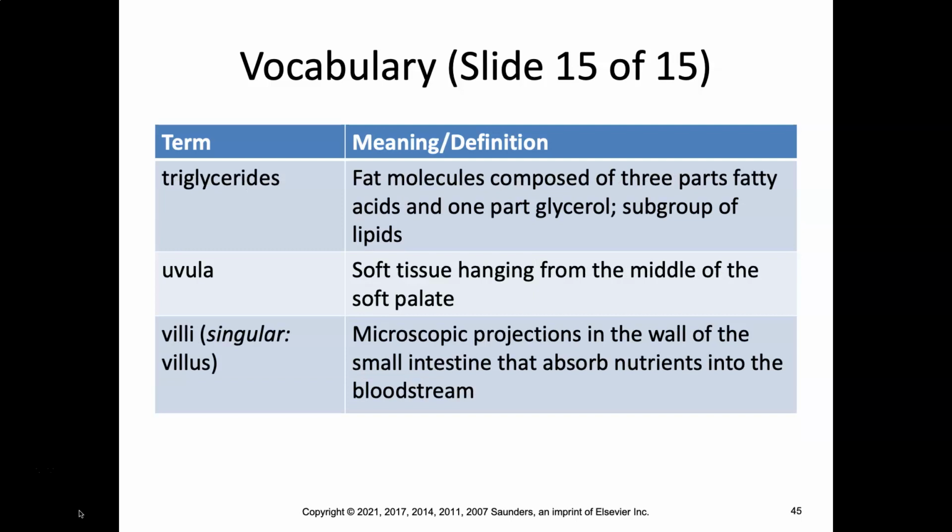We'll talk more about triglycerides when we get to the cardiology chapter, but it's a good idea for you to know what they are. Villus is a singular projection. Villi is plural. And you can thank the Romans for that. That's Latin. Villus is singular, villi is plural.